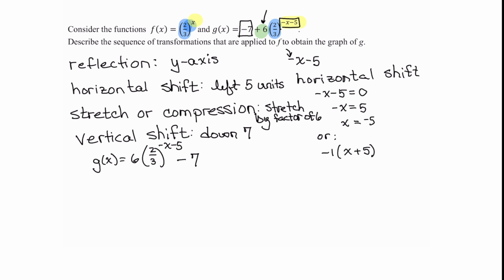But doing a recap, we have a reflection about the y-axis, we have a horizontal shift that's left 5 units, we have a stretch by a factor of 6, and we have a vertical shift that's down 7 to get the graph of g of x equals -7 plus 6 times 2/3 to the -x minus 5 from the starting graph of f of x equals 2/3 to the x.